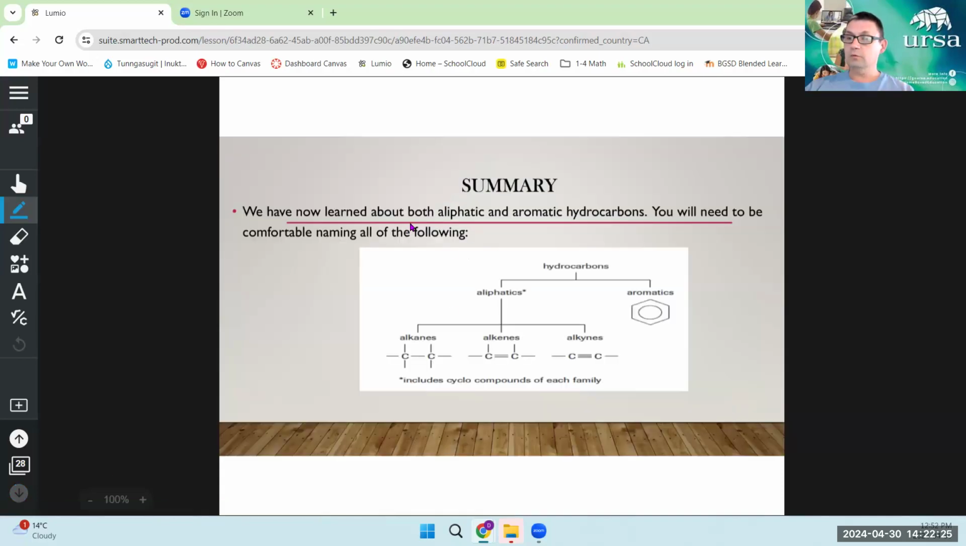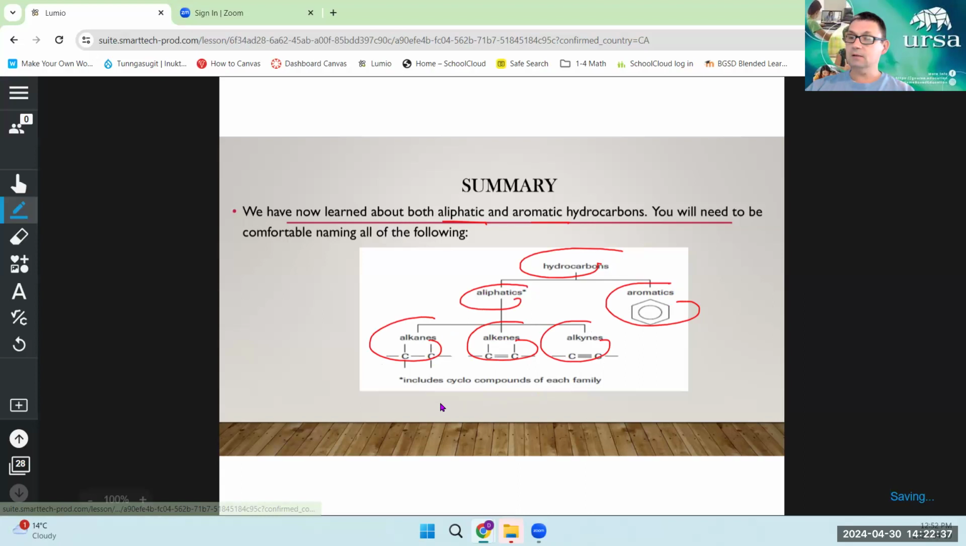So in summary, we've looked at aliphatics, we've looked at aromatics, and you need to be comfortable with the hydrocarbons. They fit aromatics or aliphatics. With the aliphatics, the alkanes, alkenes, and alkynes have single, double, and triple bonds respectively. Thanks for your attention. We'll see you in class.